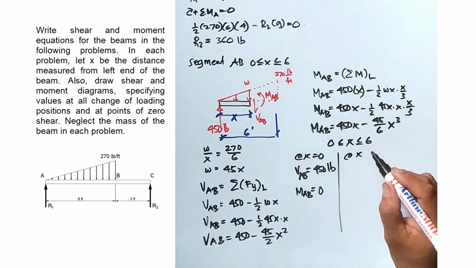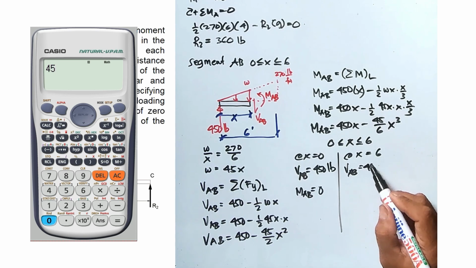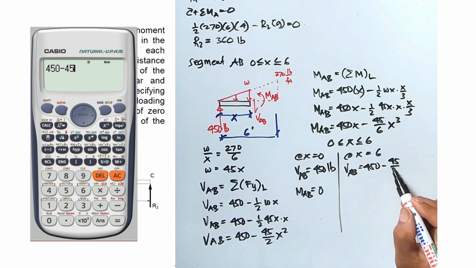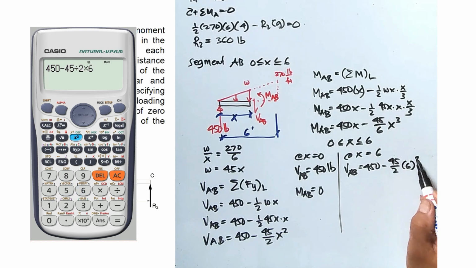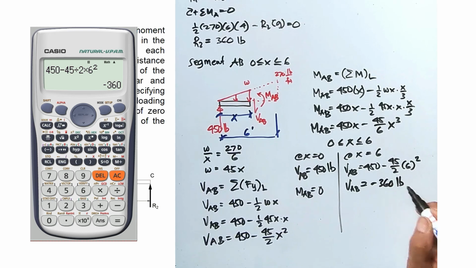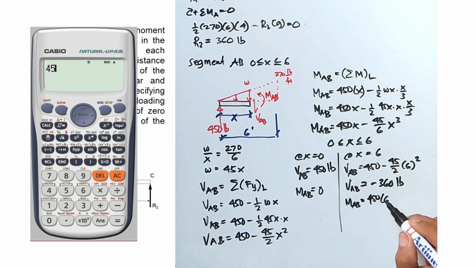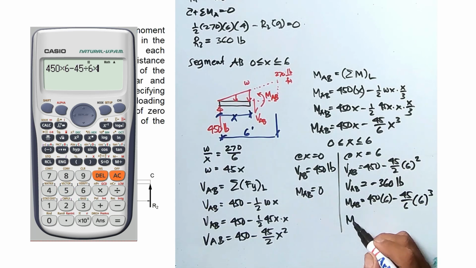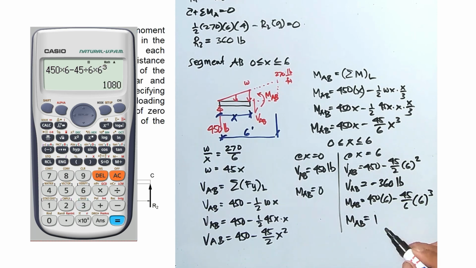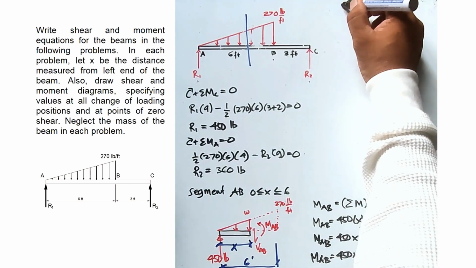Then at x equals 6, shear AB is 450 minus 45 over 2 times 6 squared. So shear AB is negative 360 pounds. And moment AB is 450 times 6 minus 45 over 6 times 6 cubed. Moment AB is 1,080 foot-pounds. So let's write all the equations and the values of the shear and moment here.